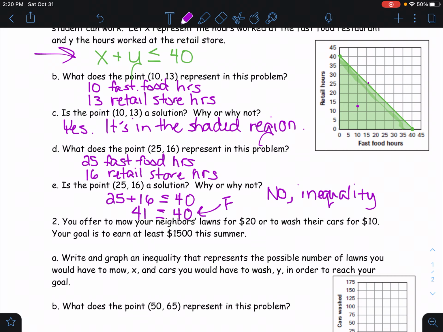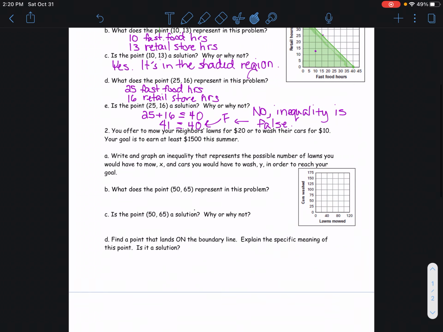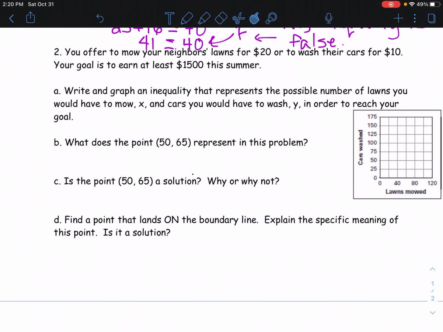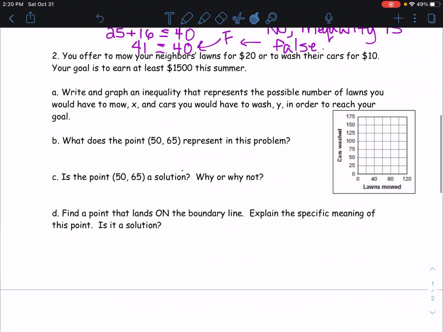All right. Now, the next problem says, you offer to mow your neighbor's lawn for $20 or to wash their cars for $10. Your goal is to earn at least $1,500 this summer. Write and graph an inequality that represents the possible number of lawns you would have to mow, X, and the cars you would have to wash, Y, in order to reach your goal. All right, so let's go back up here.